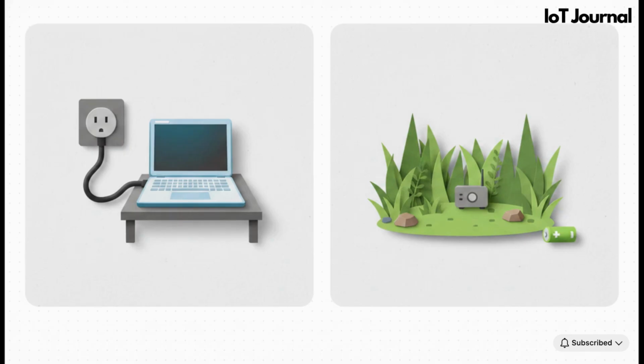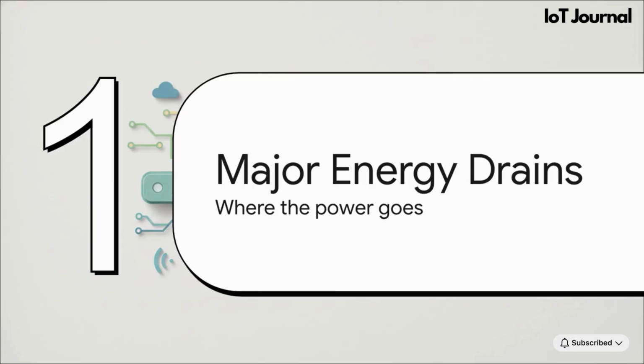But a remote IoT sensor? A lot of these things are running on a tiny CR2032 coin cell. That's a tiny little battery holding a meager 240 milliamp hours of juice. Even the bigger ones are just small lithium-ion packs with maybe 500 to 3,000 milliamp hours. You're basically asking engineers to squeeze years and years of life out of the energy equivalent of a single AAA battery. So where is all that precious energy actually going?